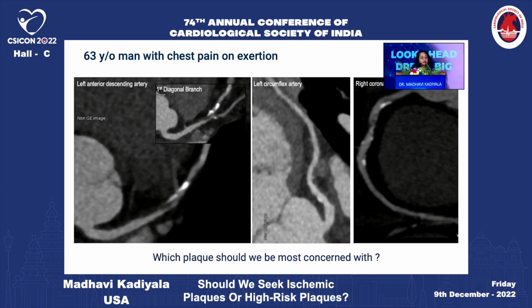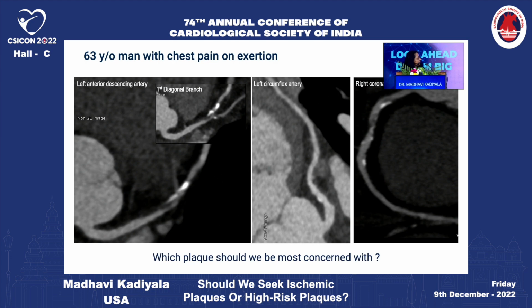Let's start with the case. This is a 63-year-old patient with chest pain on exertion. He had a cardiac CT done, and these are the images from the CT. The plaque here in the LAD, here in the circumflex, and in the right coronary artery. The question is, which plaque should we be most concerned with?